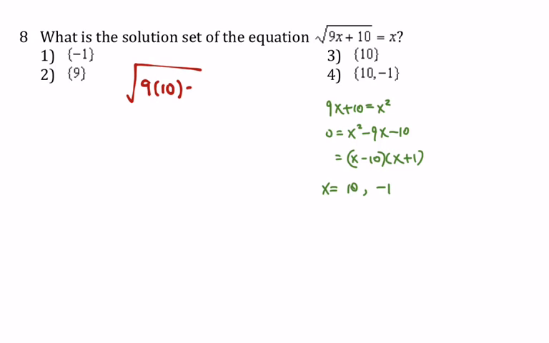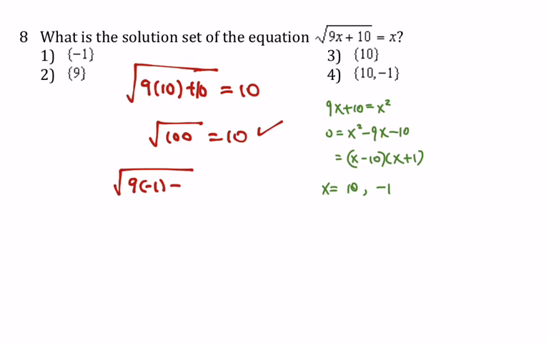So we are checking 10 first by substituting 10 in place of x. Oh, wait a minute. Square root of 100 is equal to 10, so 10 works out. But how about negative 1? Then you realize that negative 1 doesn't work because square root of 1 is not equal to negative 1. So therefore choice 3 becomes our answer once again.